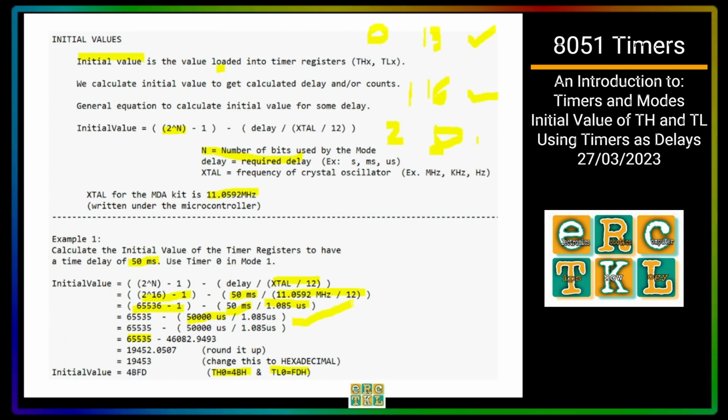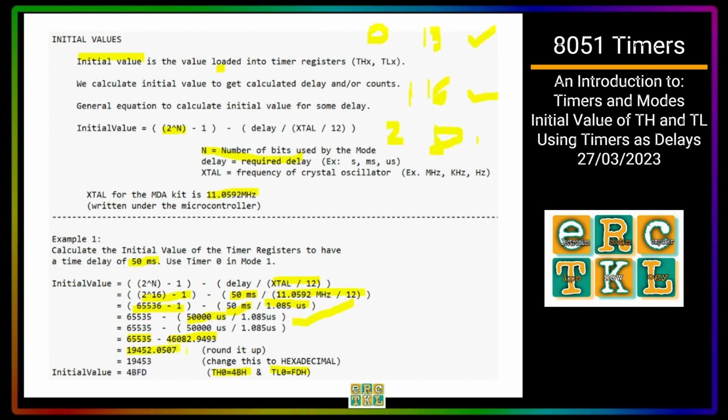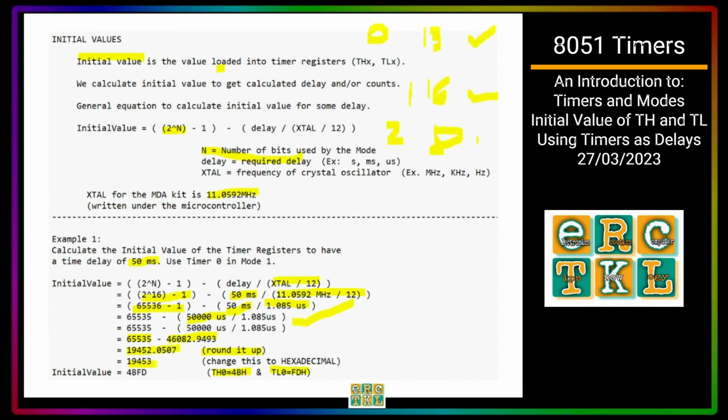Do you understand this? Yes. Then you do the calculation. 50,000 divided by 1.085 gives 46,082, you subtract it from 65,536, the answer will be 19452 with decimal places, right? Round it up. So if you round it up, it will be 19453, correct? But no problem. I will forgive you even if you use 19452 or you use 19453.